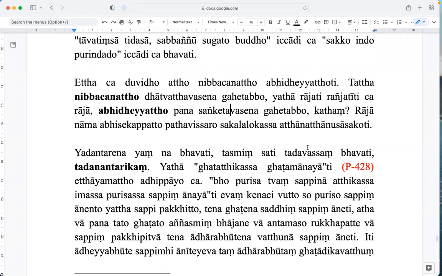So Atanatanan Anusasako, one who admonishes or guides, an instructor for right or wrong. That is right, you should do. That is wrong, you should not do in this way. So, Atanata Nusasako, instructor for the right or wrong, okay? Because we see the word Pato again, so I'm looking into that.